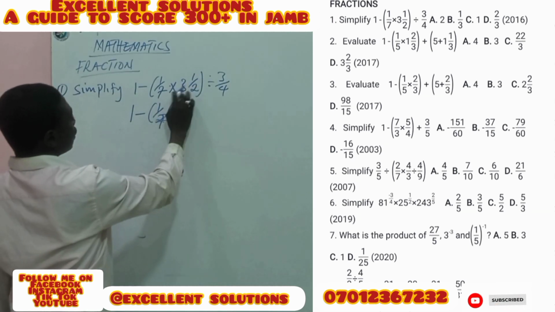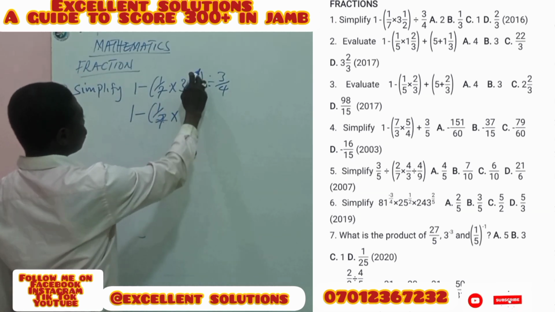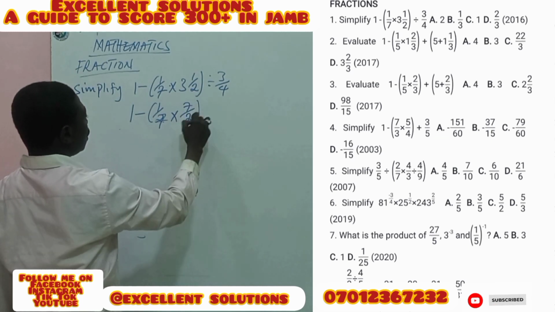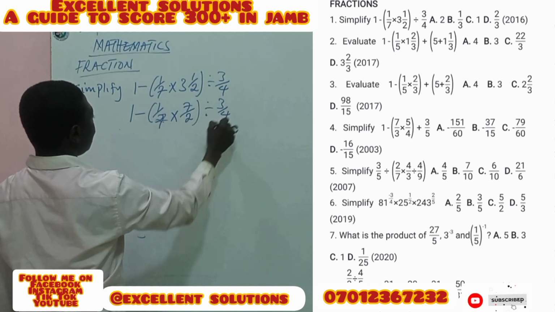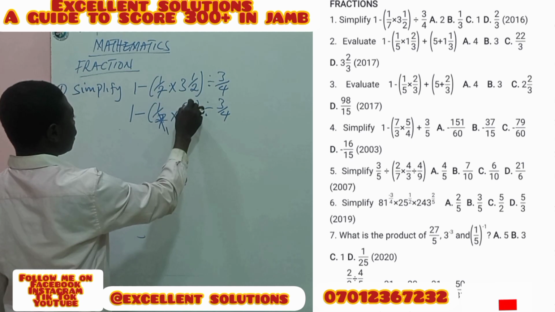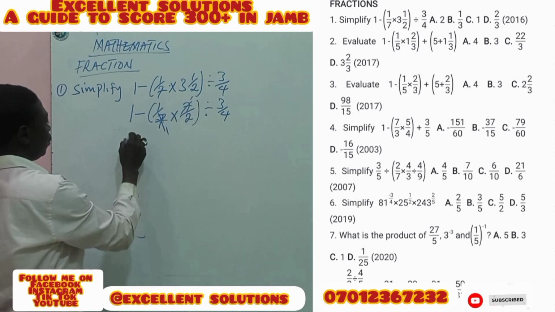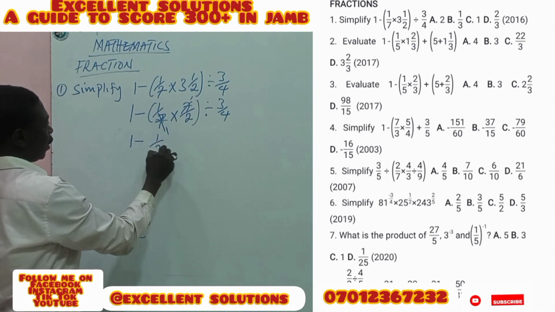times this 3 times 2, we have 6. 6 plus 1, we have 7 over 2. Then divide by 3 over 4. So 7 here, 1, 7 here, 1. So 7 cancels 7. We now have 1 minus 1 over 2.